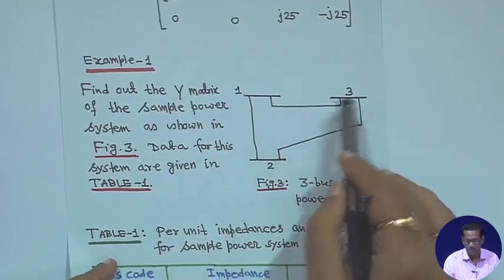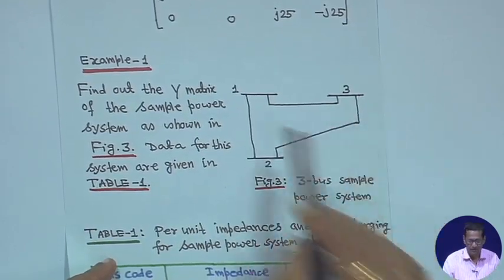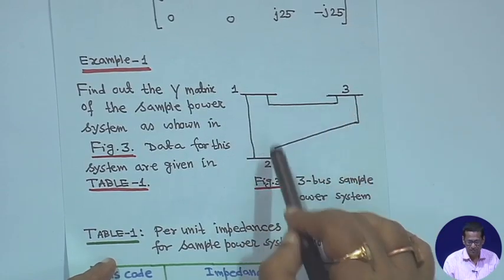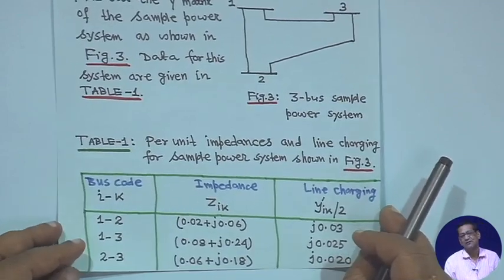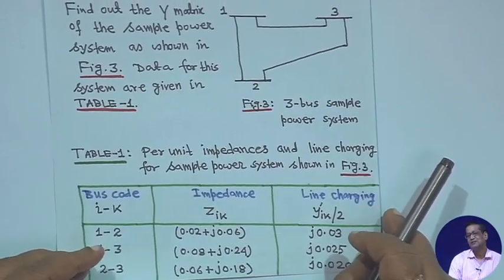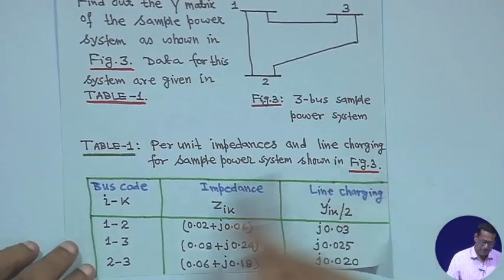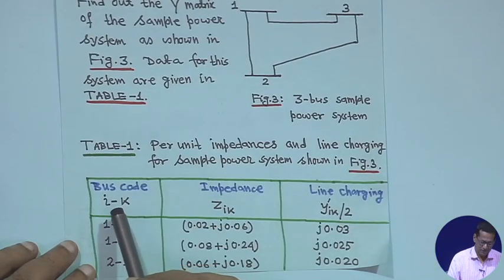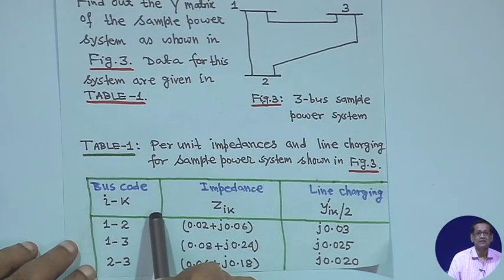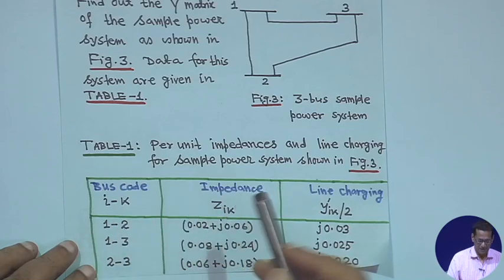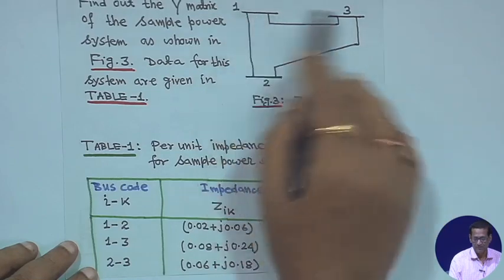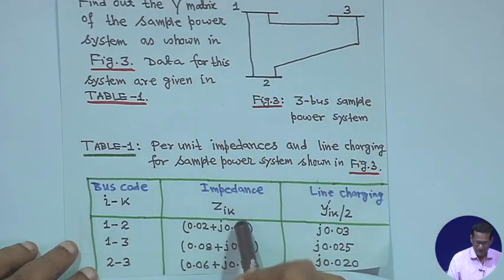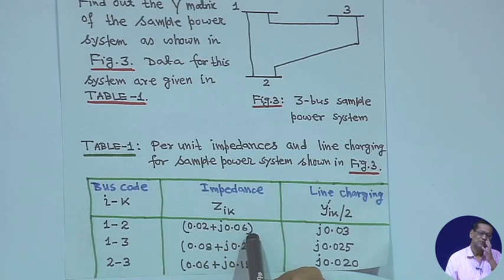So, this is the 3 bus problem, buses 1, 2, 3, and all these things are given, right. Now, the charging admittance we have taken, and I will tell you how charging admittance will be included. This is the bus code, that is, sending end and receiving end, bus i to bus k, just one bus to another bus. So, for 1 to 2, the impedance Zik is 0.02 plus j0.06. Assume all are in per unit.